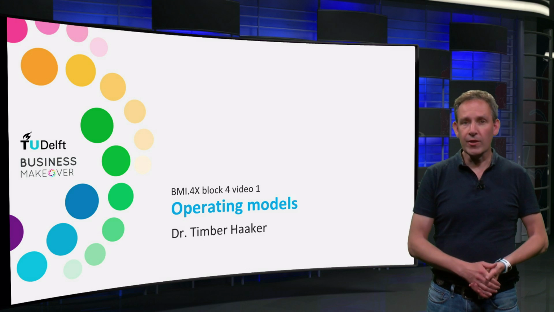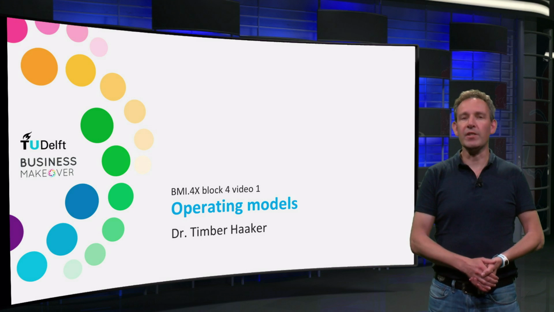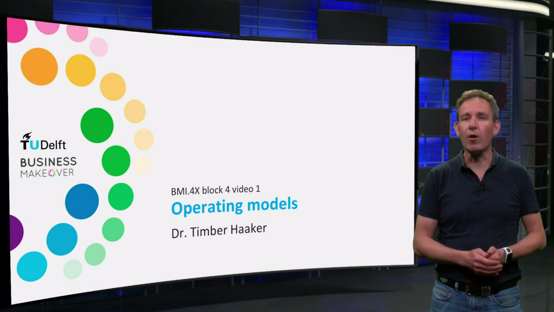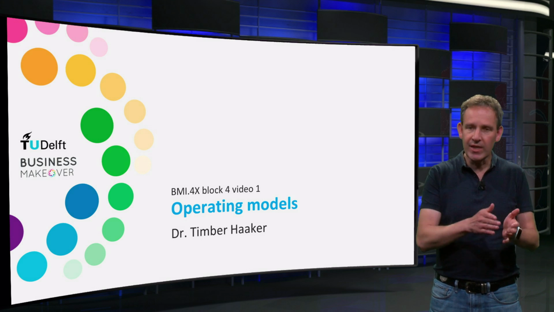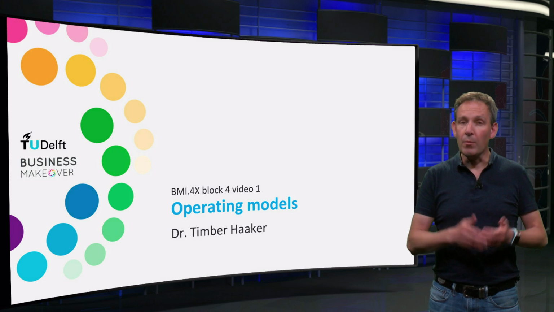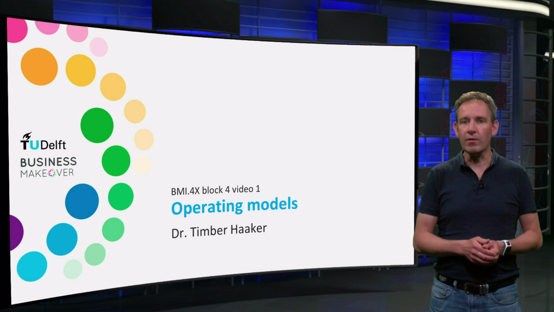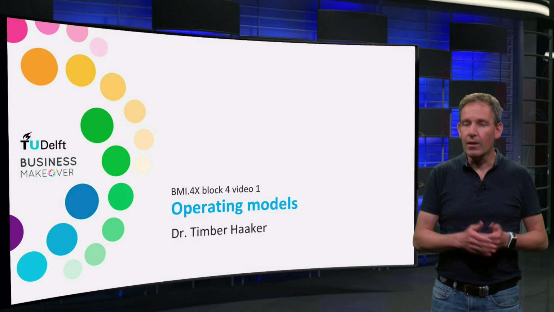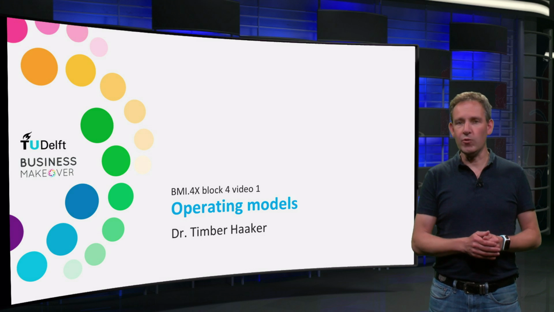Hi, we have discussed in this course business models and business model roadmaps. A business model roadmap describes how you get from an existing to a new business model. But how to get from a new business model to an actual implementation? This is where operating models come into play.